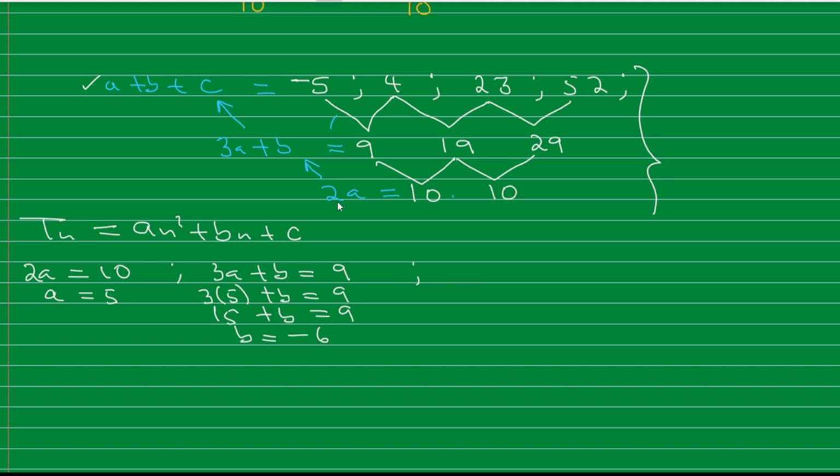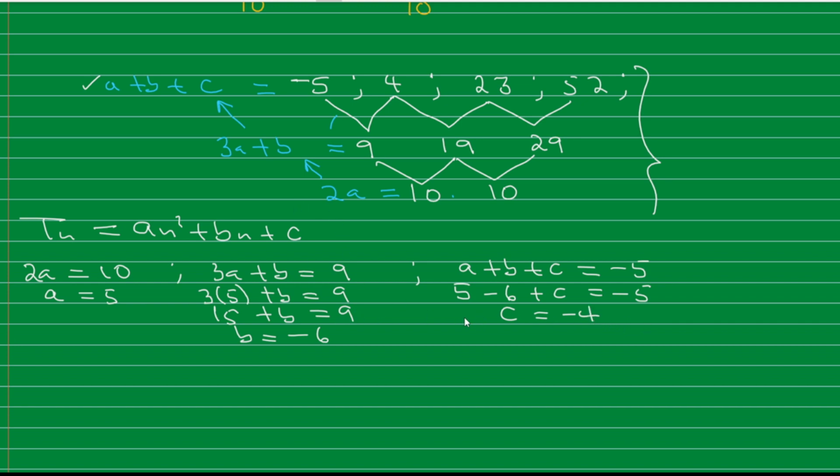Okay, we continue. Now we got our A, we got our B. Now we'll go upward to A plus B plus C. So we are going to say A plus B plus C is negative 5. Our A, we got it is 5. Our B is negative 6 plus C, we get a negative 5. That gives us 5 minus 6, which is negative 1. So our C will be equal to negative 4.